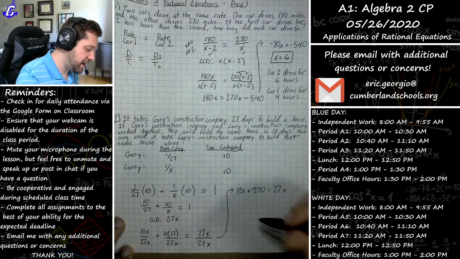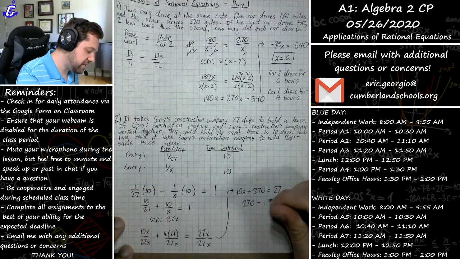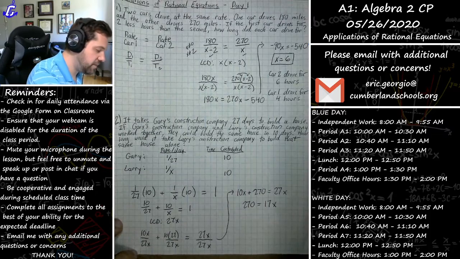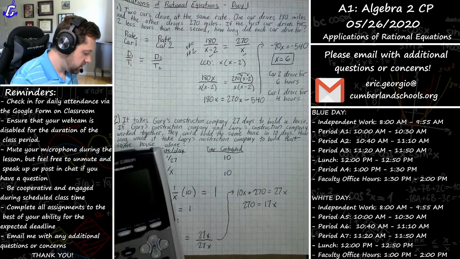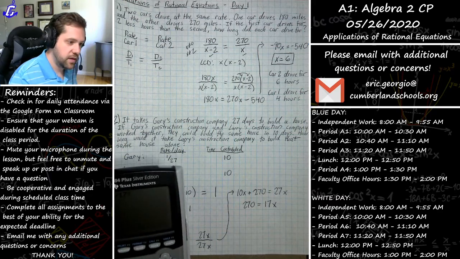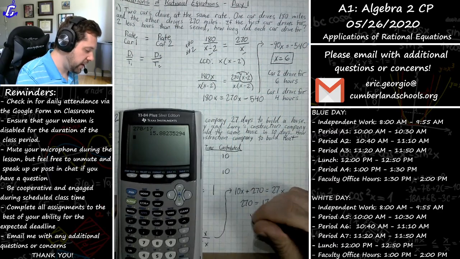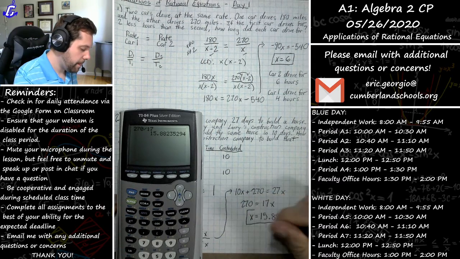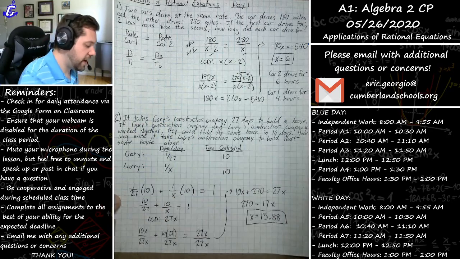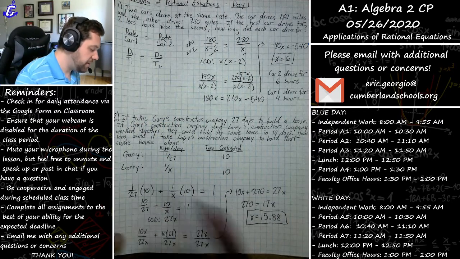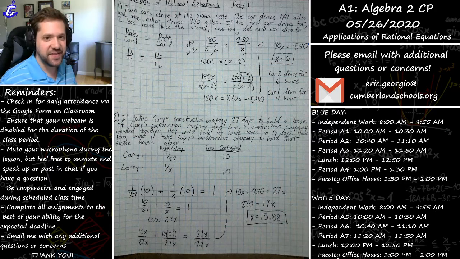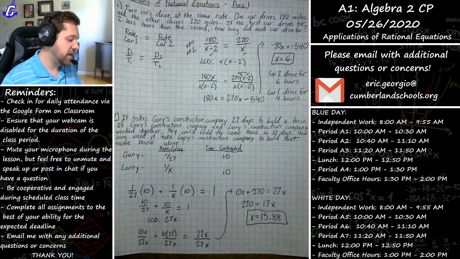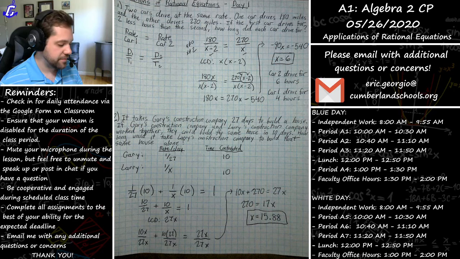I can subtract 10x from both sides, which gives me 270 equals 17x. And if I divide both sides by 17, let's see, 270 divided by 17, it looks like we get about 15.88. And so you would say that it takes Larry's construction company 15.88 days, approximately just about 16 days, to do the house alone. Okay. Any questions about that problem at all?